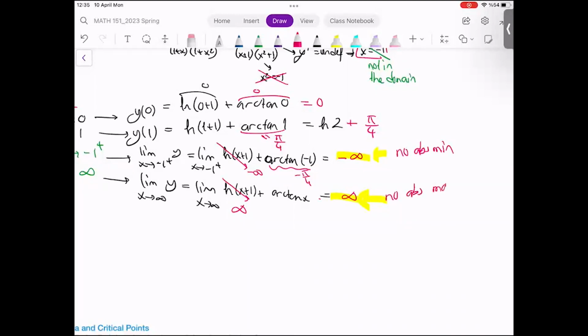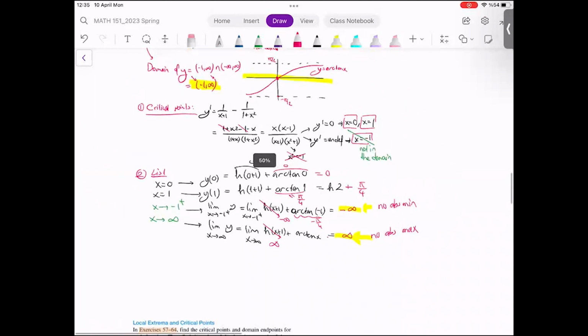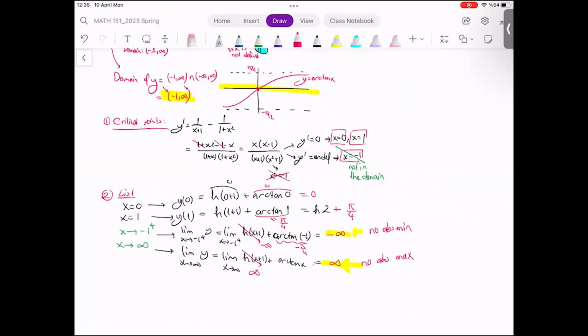No absolute max. So this example is a nice one because, first of all, its interval is open. That's why we use limiting notations at the endpoints. Second of all, no absolute max, no absolute min values are attained. Okay? Any questions? If no questions, I want to continue with the next example. Okay, I move on then.